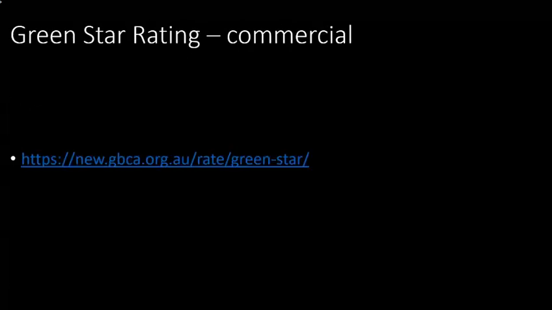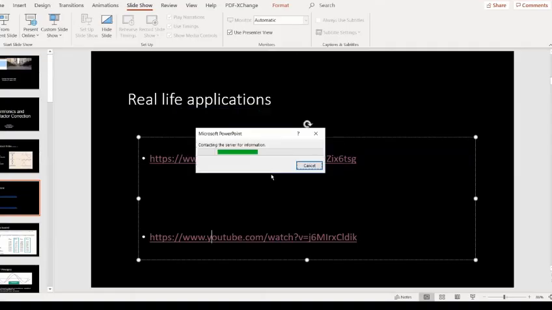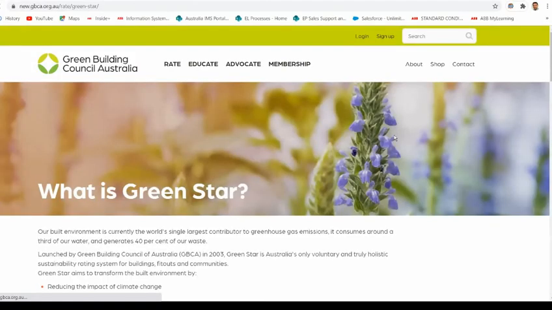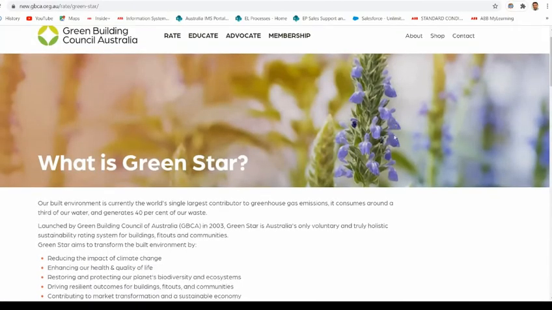Just at a very commercial level, I'm just going to quickly talk about a green star rating. There are similar sort of concepts in India as well. Let me see if I can quickly get into this link. So this should open up a web page that talks about the Green Building Council in Australia. So this is an initiative. This is typically what happens in any developed country. So this is a local initiative.